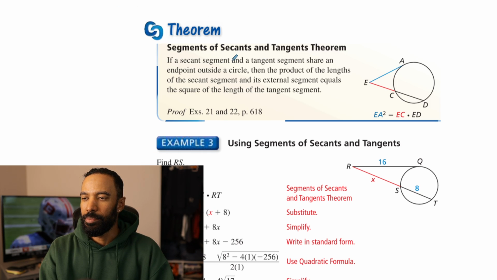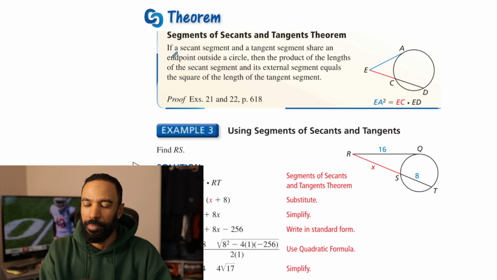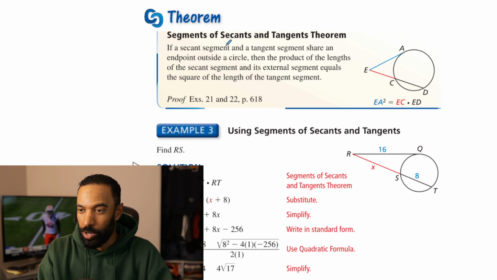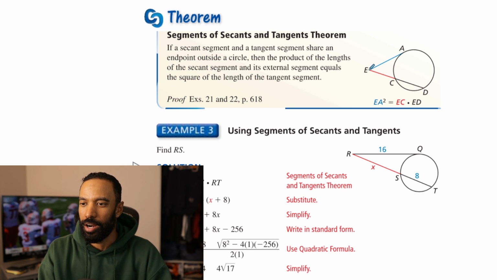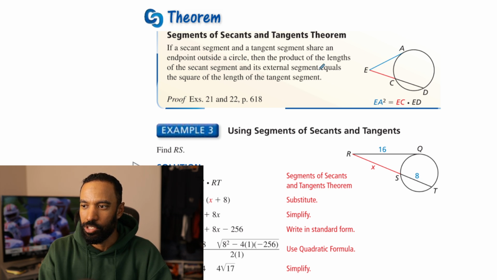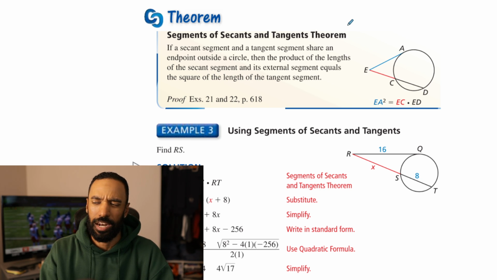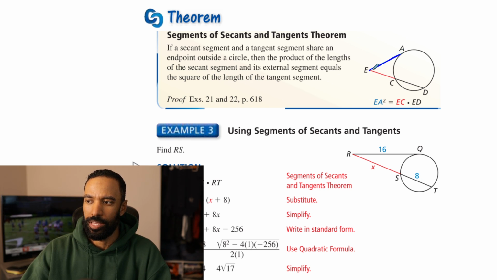All right, segments of secants and tangents theorem. They're going to say all these words, so I'm going to read them. If a secant segment and a tangent segment share an endpoint outside a circle, right here, then the product of the lengths of the secant segment and its external segments equals the square of the length of the tangent segment. That's a lot to make sense of, but they're saying if you square this guy, it's equal to this times this.